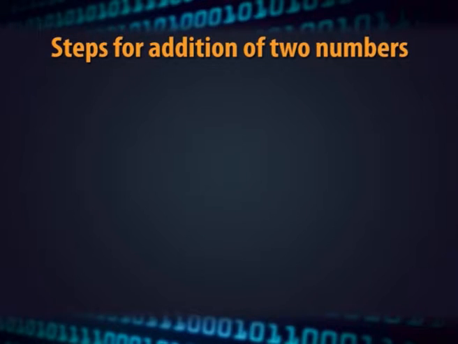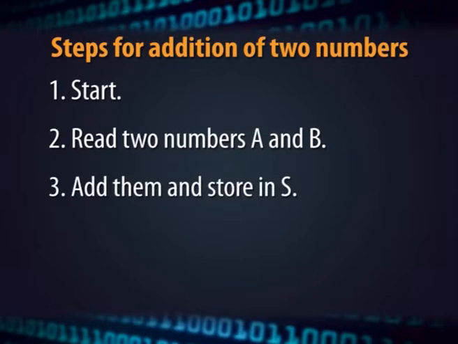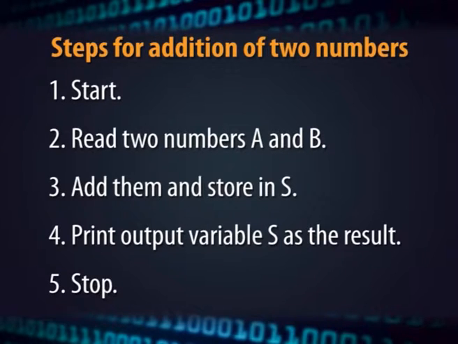So the steps for adding two numbers: first we have to start, after that read the inputs A and B, after that add them and store the result in S. After that print the output variable S as the result, and our last step is stop. A flowchart should give a clear indication of where the problem-solving flow starts and ends.